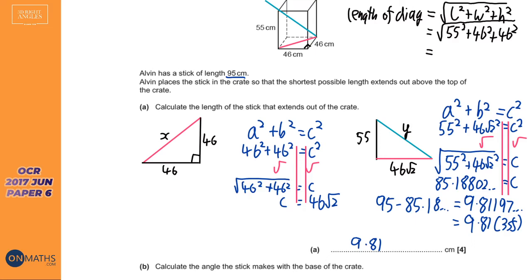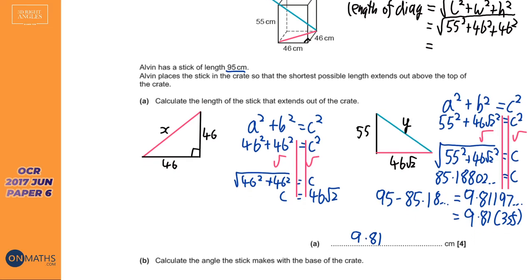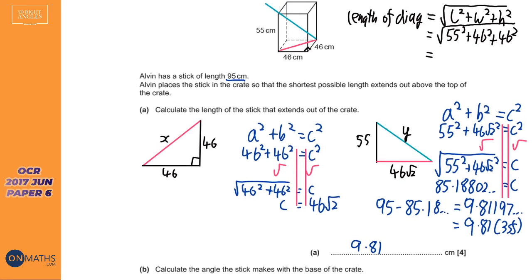Okay, so for this next one, we're going to draw in the diagram. Now, we're going to ignore the 95 centimeters, because we don't have this length here. So we can't really use that 95 centimeters, but we can definitely use the 85.18802 length and the 46 root 2 length that we found.